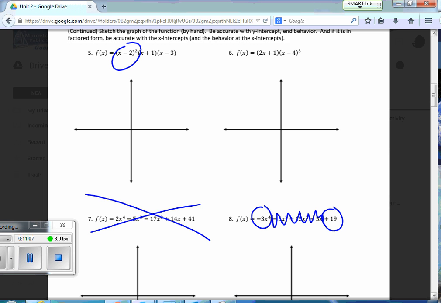Okay. So here, these are in factored form. Let's do number 5 together. Do you get that the root there is positive 2? So I'm going to go over to 2, put a dot there. That's one of my roots. The root here is negative 1. Put a dot there. And the root here, positive 3. Putting a dot there.